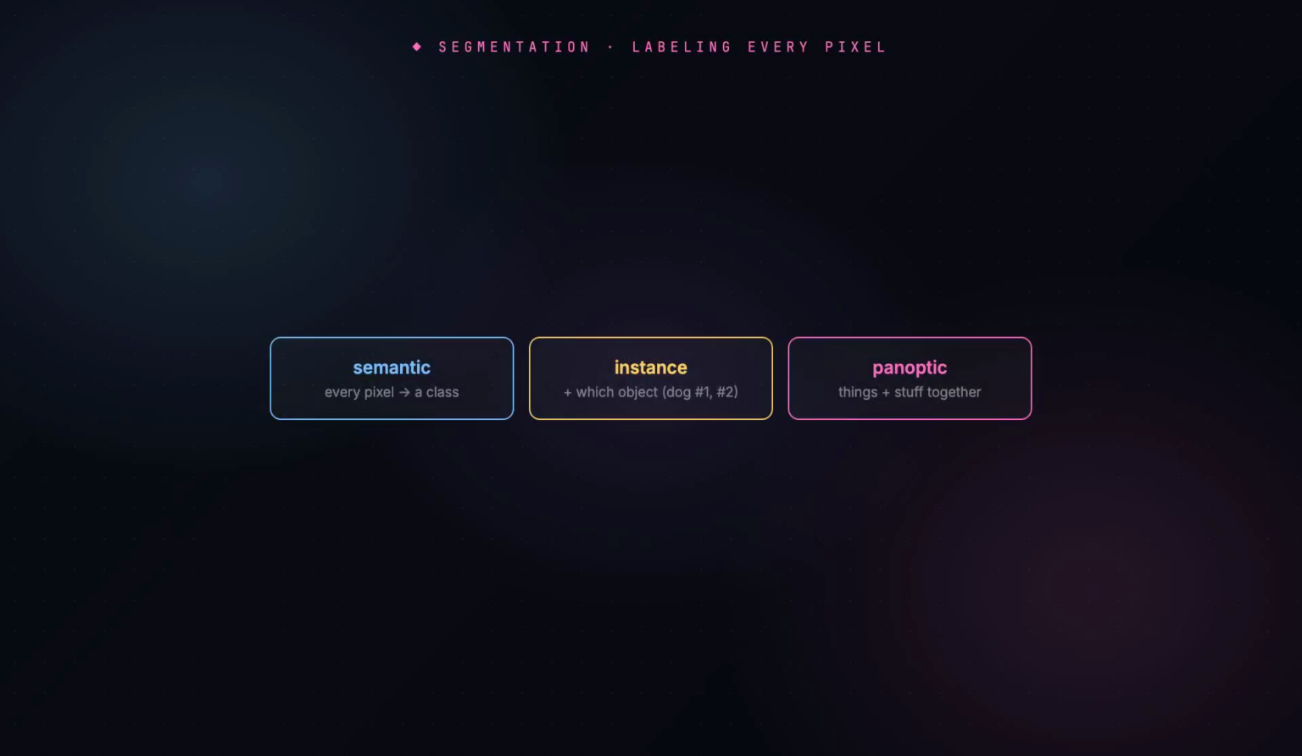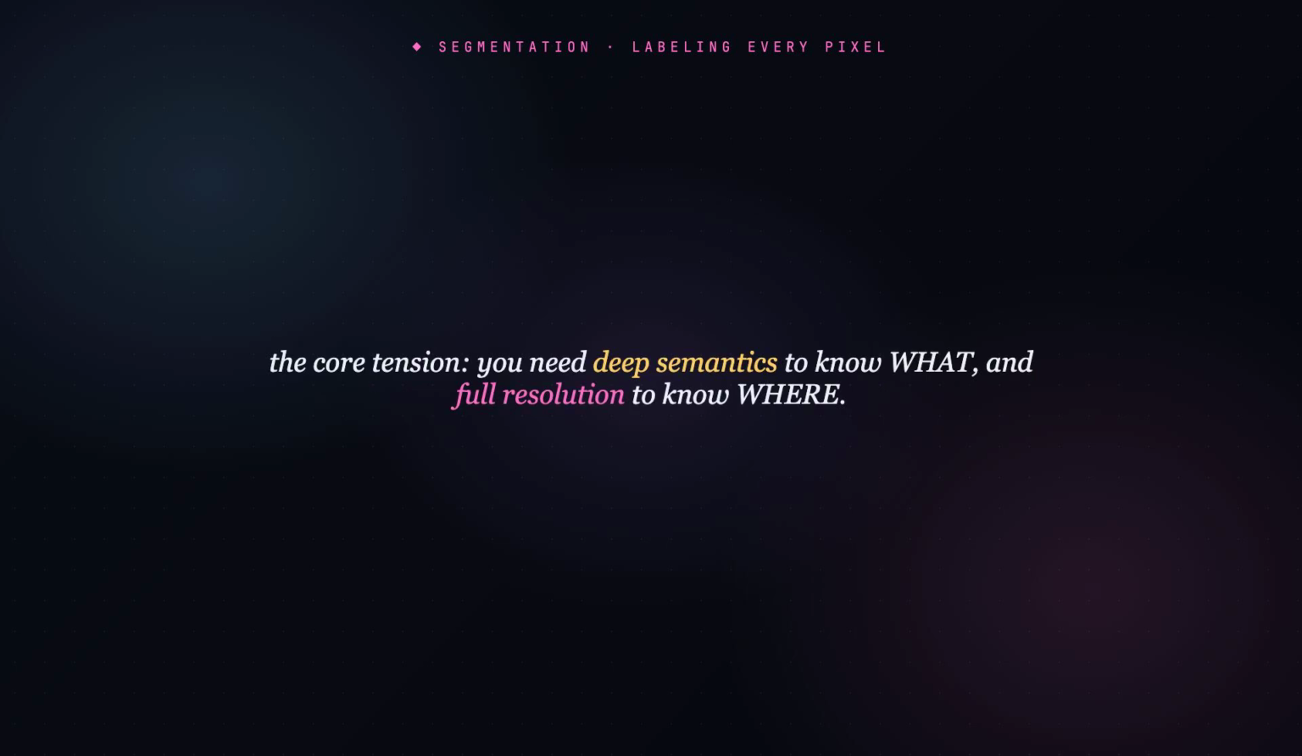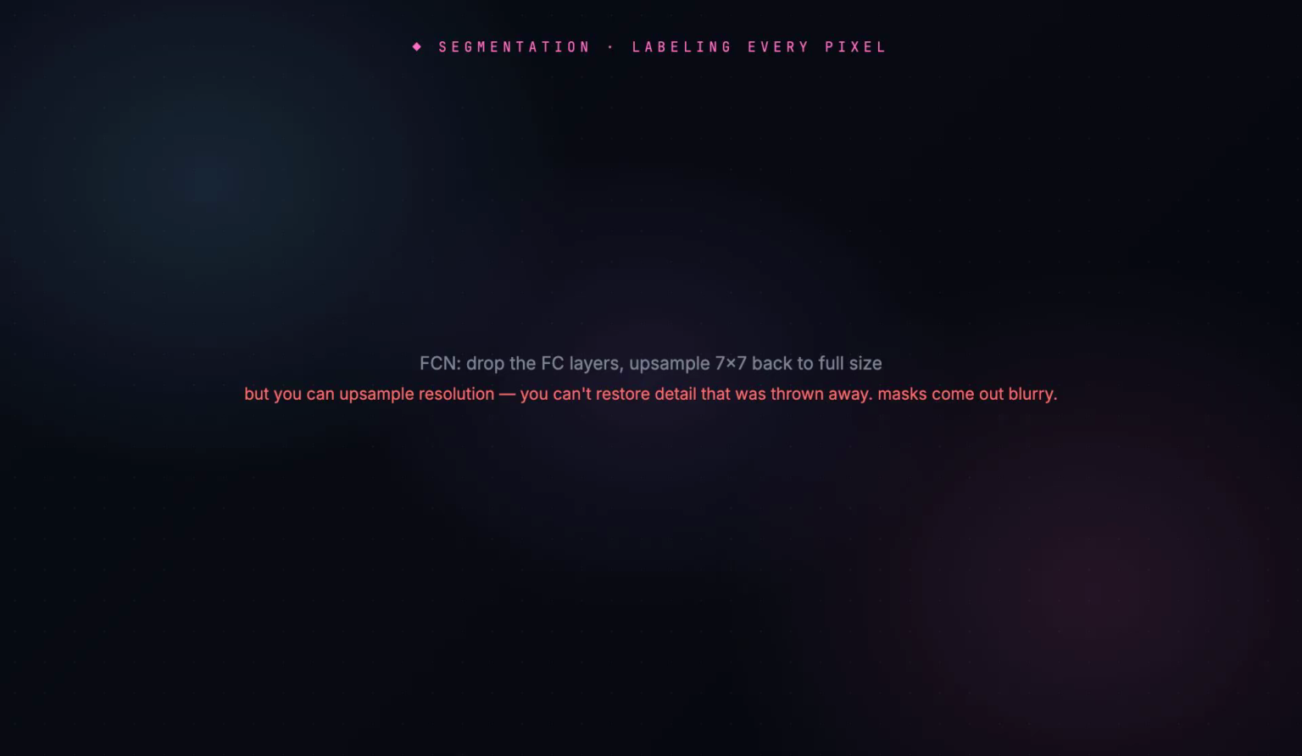Segmentation labels every pixel. Semantic segmentation gives each pixel a class. Instance adds which object it belongs to. Panoptic does both. But there's a core tension. You need deep semantics to know what something is, and full resolution to know exactly where. The first attempt, the FCN, just dropped the dense layers and upsampled the tiny 7x7 map back up. But you can recover resolution, not detail you threw away, so the masks come out blurry.